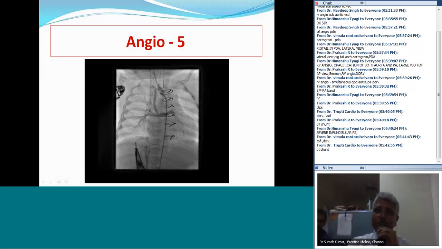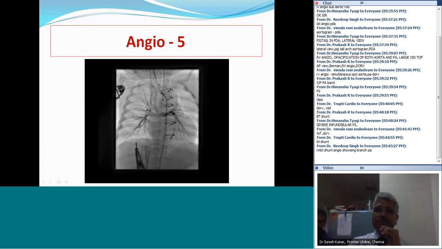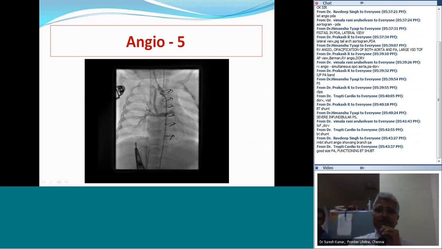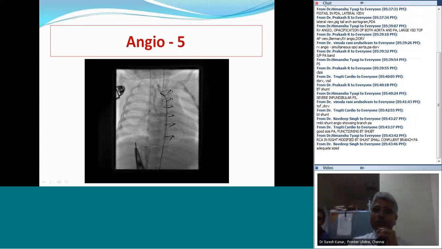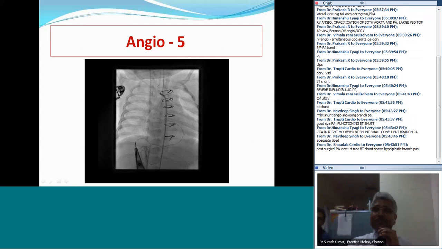Okay, this is a true or false question. Patients with absent pulmonary valve syndrome have a higher incidence of DiGeorge syndrome than standard TOF patients. Is that true or false? Okay, right. I have one false and one true, and the right answer is true. So if you look at the incidence of DiGeorge syndrome in standard TOF patients, it is about 15 to 20%, whereas if you have absent pulmonary valve syndrome, the incidence is up to 40%. So patients with absent pulmonary valve syndrome do have a higher incidence of DiGeorge syndrome.